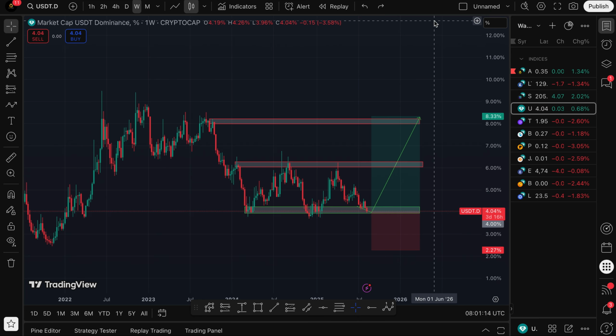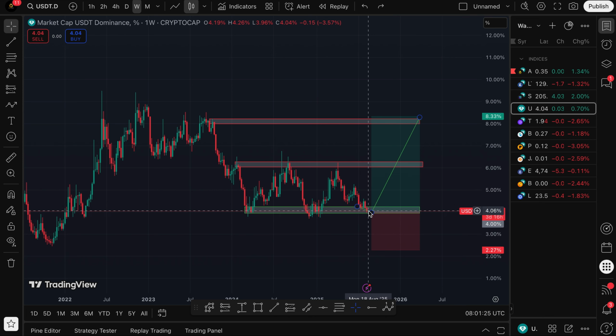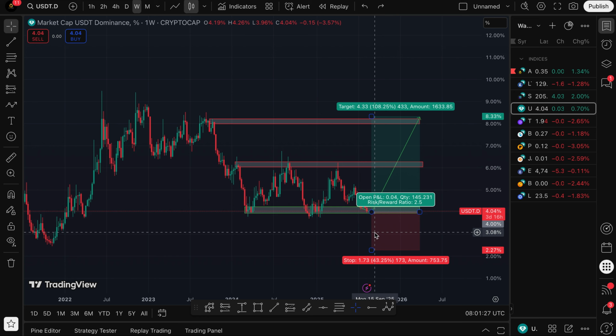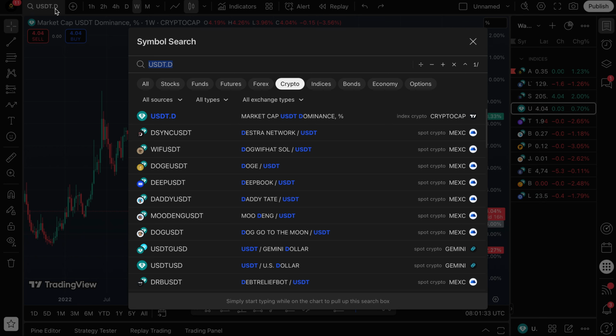So yeah, USDT.D, I've explained the relationship between USDT.D and other crypto assets. Once USDT.D is gathering strength, other crypto assets will be dumping. Once USDT.D is losing strength, other crypto assets will be pumping, and I explained the reason why. So not to waste your time, let's move over to BTC, right?